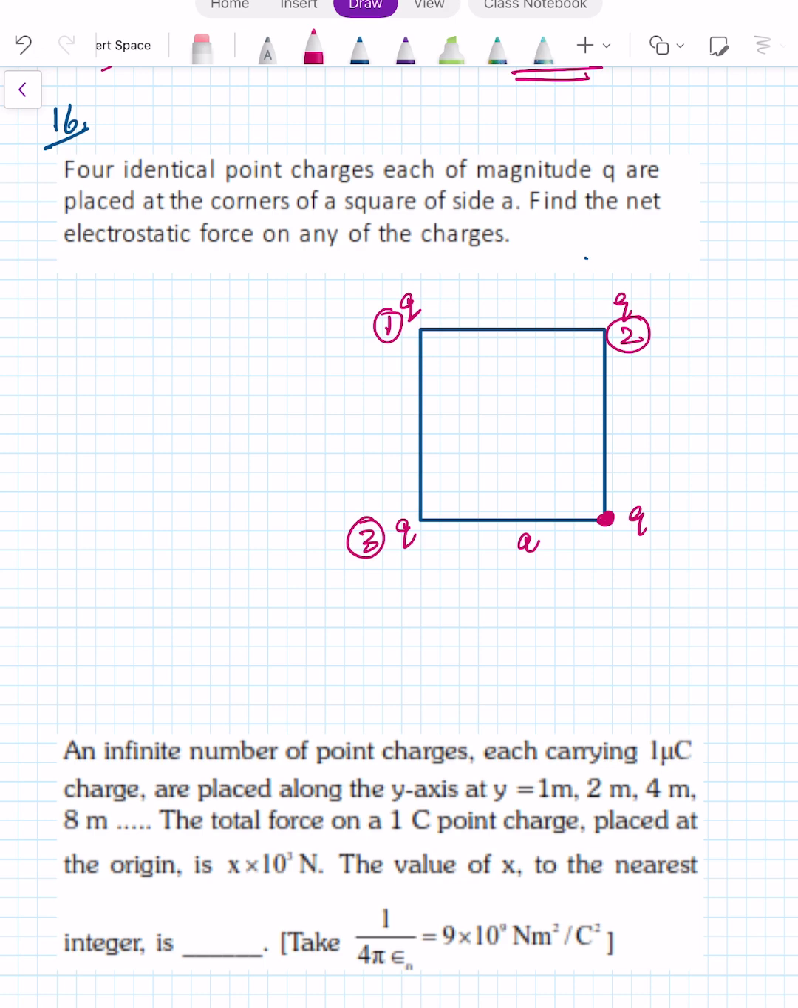The force experienced by this highlighted charge due to 1 will be in this direction. Say it is F. The force experienced by the highlighted charge due to 2 will be in this way. Say it is F1. And due to 3 is this direction. Due to 2 and 3, the same magnitude will be there, so I am writing F1 only. So the value of F1 will be 1 upon 4 pi epsilon naught, q square upon a square.